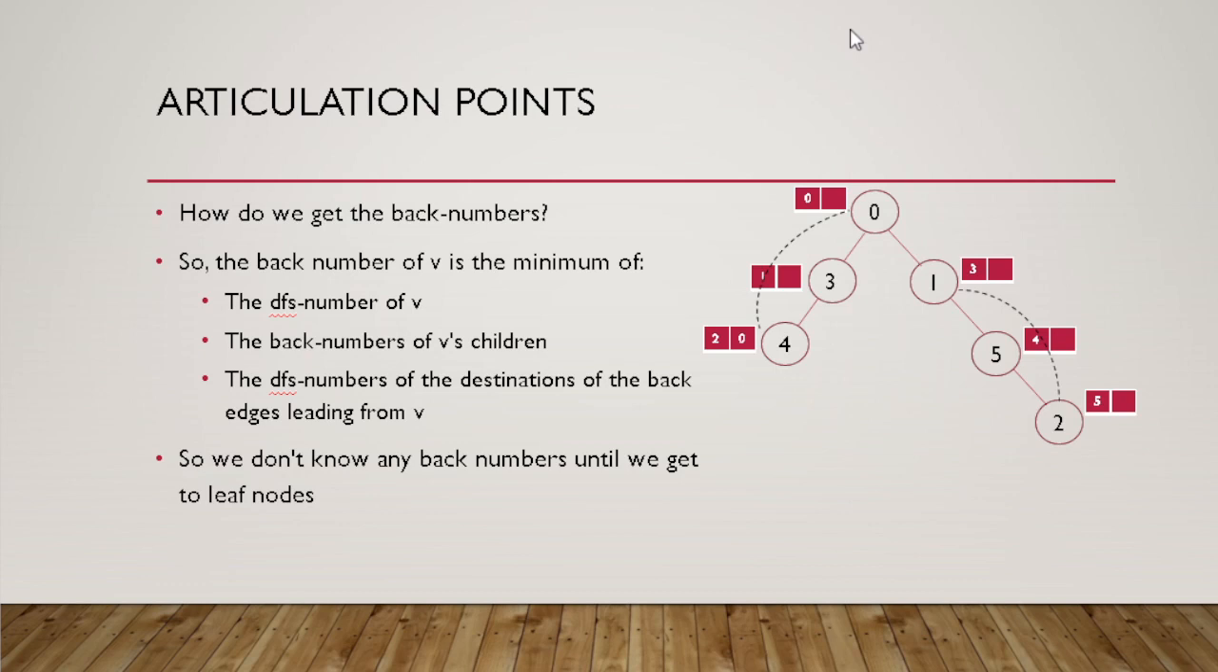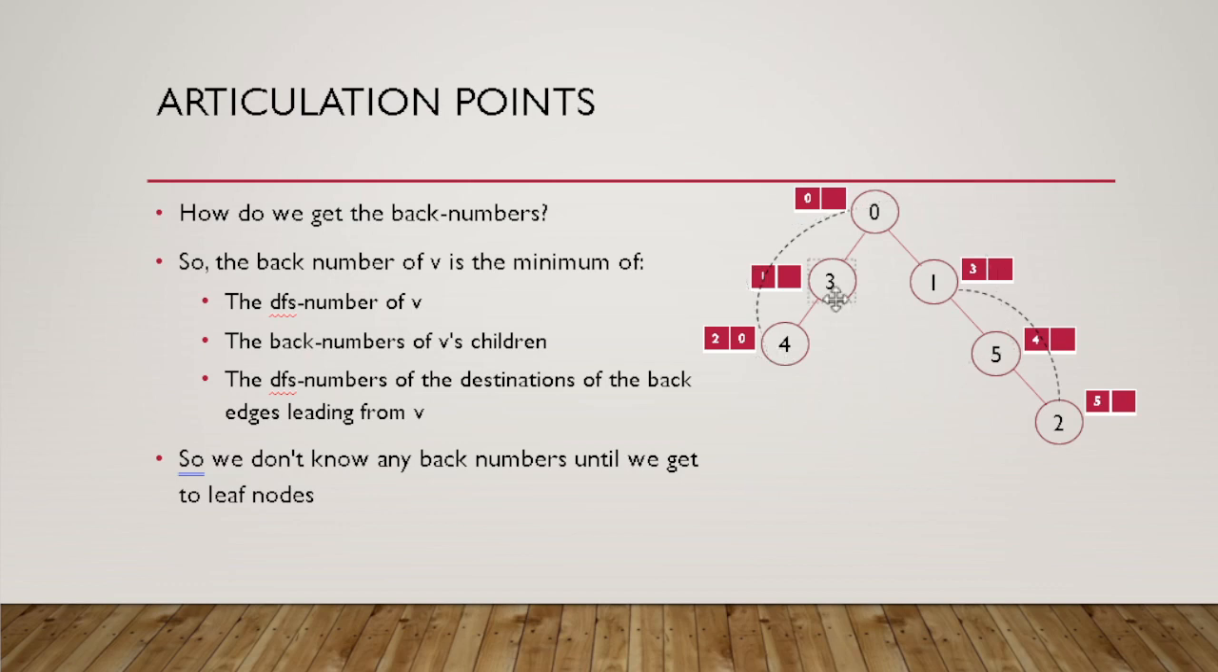So in this case, when the DFS gets to vertex 4, we can say, well, what is its back number? Its back number is the minimum of its own DFS number, which is 2, the back numbers of its children, and it doesn't have any children, and the DFS numbers of the destinations of any back edges going from it. Now in this case, there's a back edge going to vertex 0, which has DFS number 0. So that means the back number of vertex 4 is the minimum of 2 and 0. So it's 0. Okay, so that's why we filled in a 0 here.